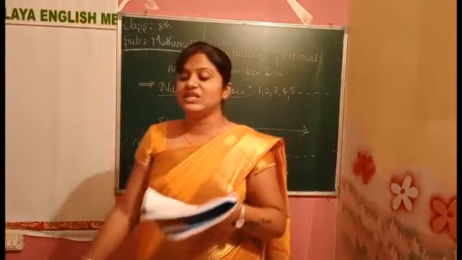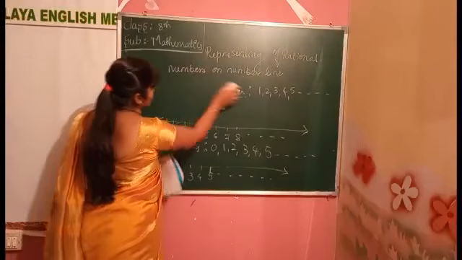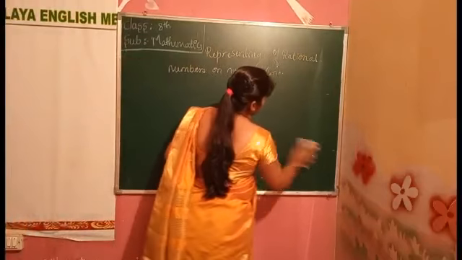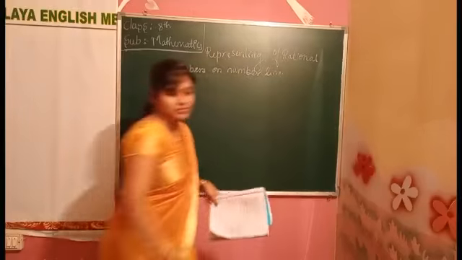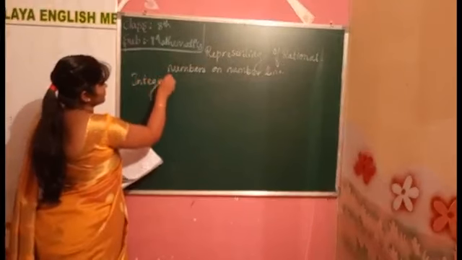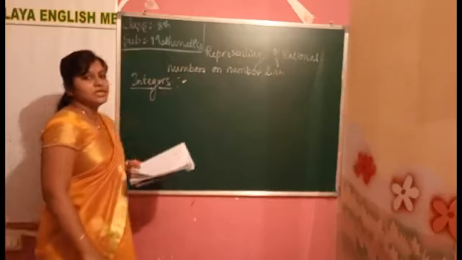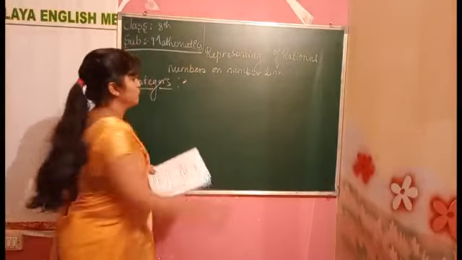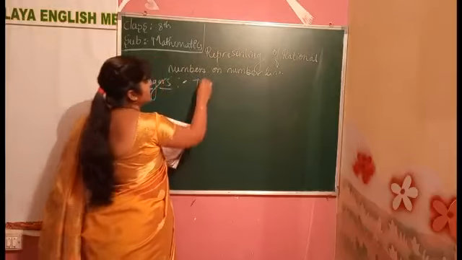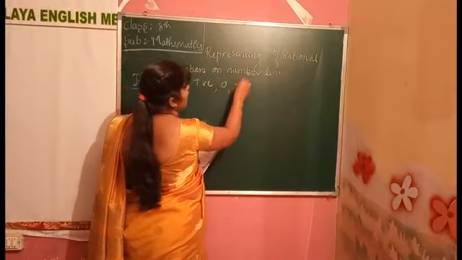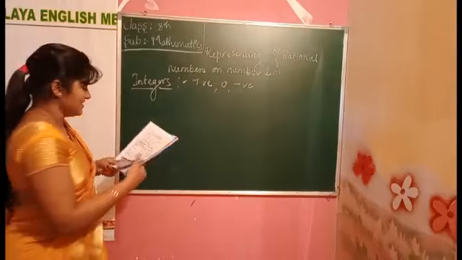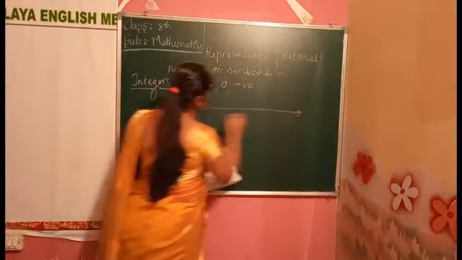Now we'll move on to the integers. Next one is integers on the number line. In integers, what do we have? We have positive numbers, we have the whole numbers also, we have the natural numbers also. In the integers, we have all the positive numbers, we have 0, and all the negative numbers. That is called integers. In integers, we have a number line.